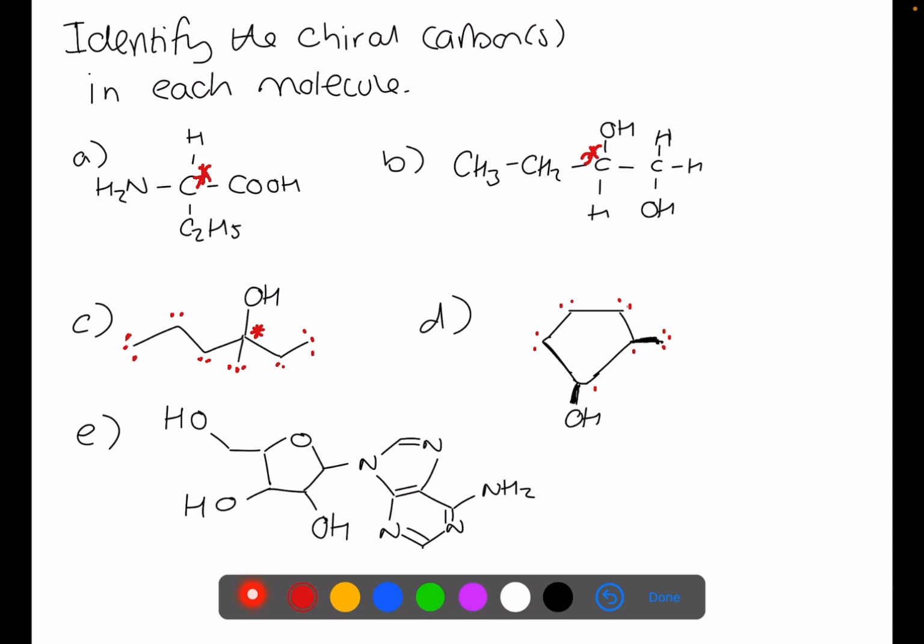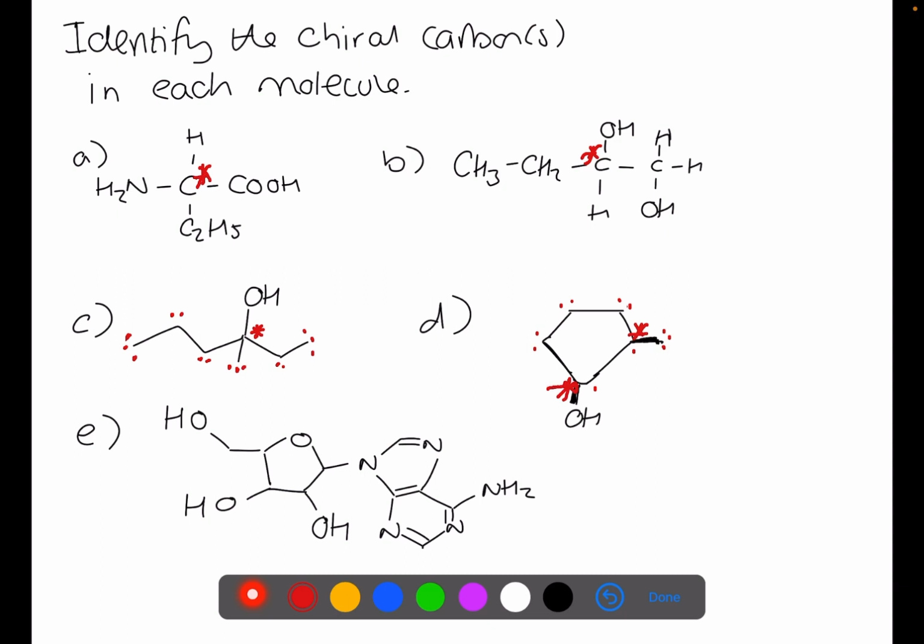So this one can be a chiral carbon. And then the same thing's happening here. We've got an OH, an H, and then goes round this way on the ring and this way on the ring, and there's no symmetry through here. So this one is also a chiral carbon.